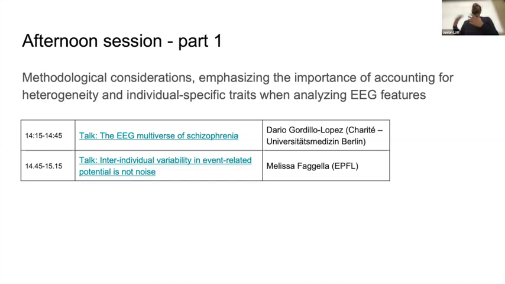And in doing so, we often average the brain feature of many participants in one group or in one condition. And in this way, we neglect the high inter-individual variability that may be intrinsic to any brain feature. And also, we often encounter the fact that many different lab researchers can use different features, can focus on different aspects of the brain and of the brain behavior relationships. And this ultimately leads to some very important methodological considerations, which is the focus of the two presentations you will attend next. The first one is by Dario Gordillo-Lopez, and then we will have Melissa Faggella.